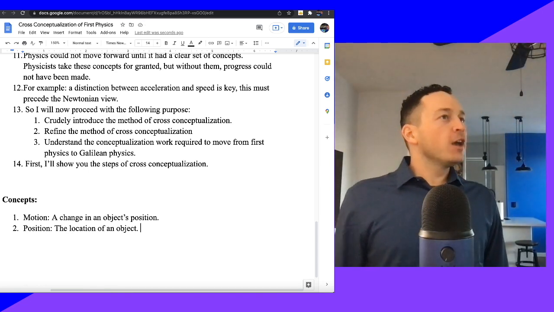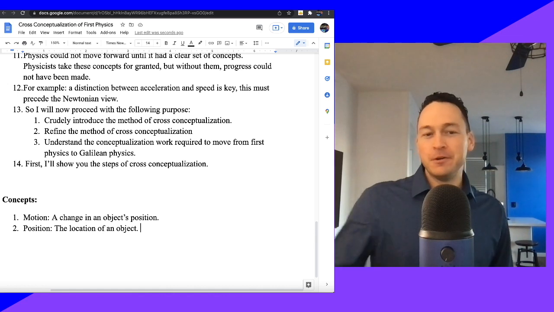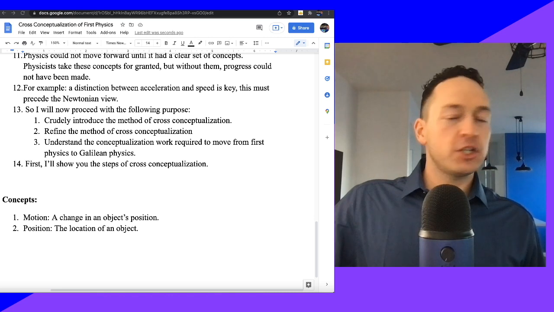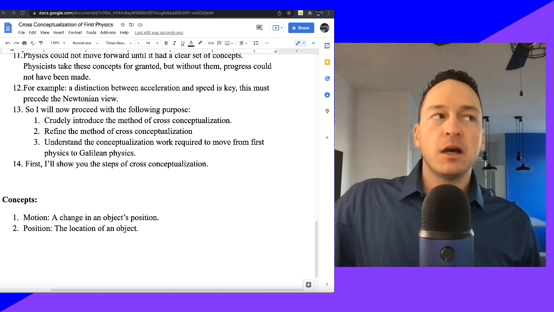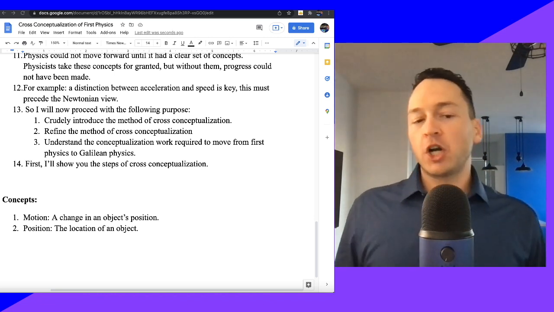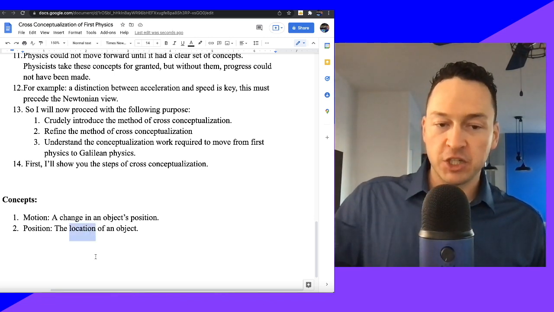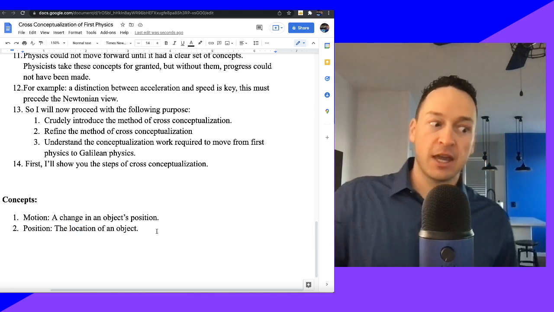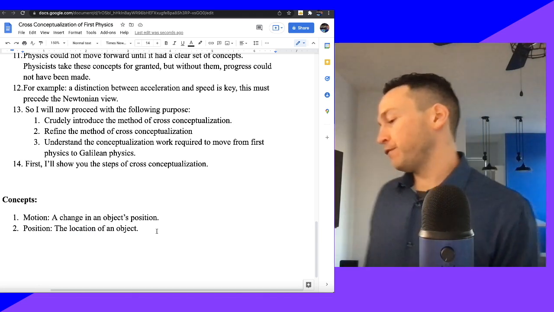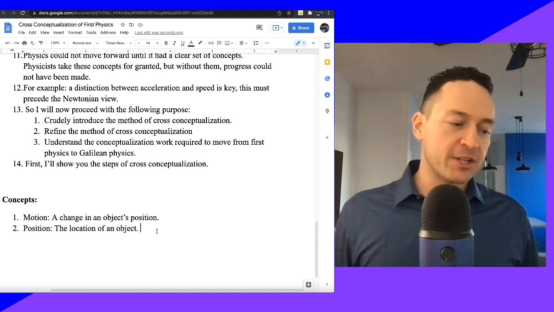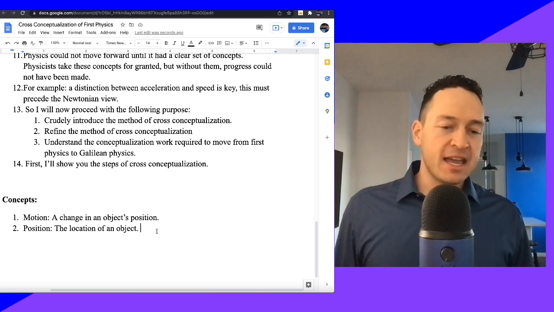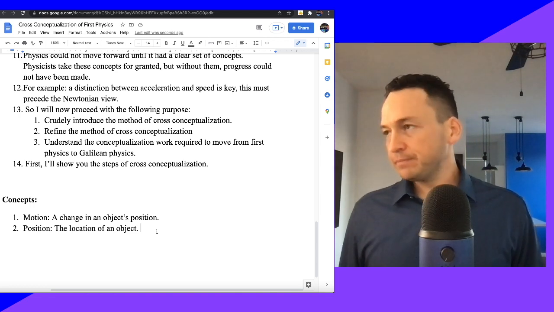Okay, so this is a simple boo-boo, but it's a big boo-boo to watch out for while doing cross-conceptualization: when you define a term in terms of a synonym. So position and location are the same thing. That's just another word for the same thing. When you find yourself defining something tautologically by just repeating the same word or a synonym of that same word, then that's a sign you have to be careful.